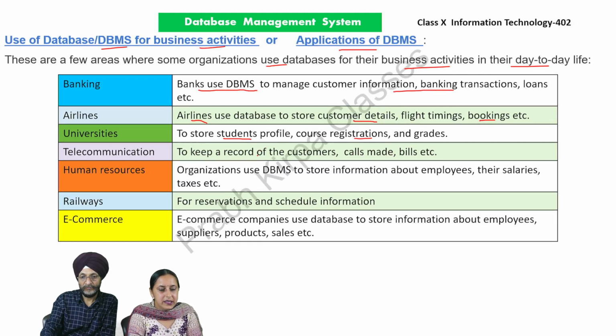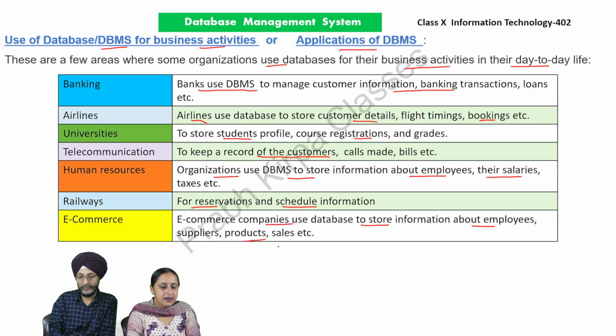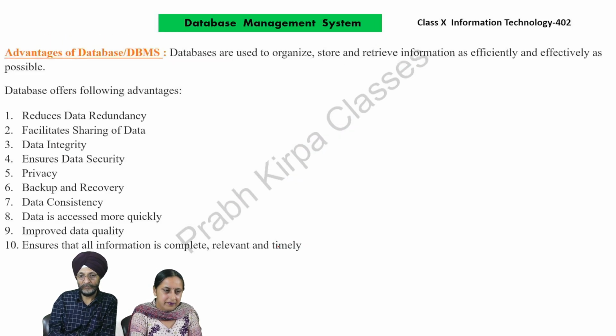Telecom companies use DBMS to keep a record of the customers' calls made, bills, etc. Organizations use DBMS to store information about employees, their salaries, taxes, etc. Railway uses DBMS for reservations and schedule information. E-commerce companies use database to store information about employees, suppliers, products, sales, etc.